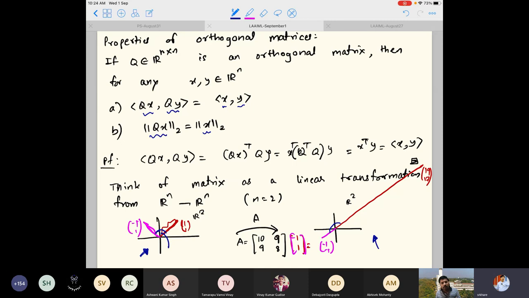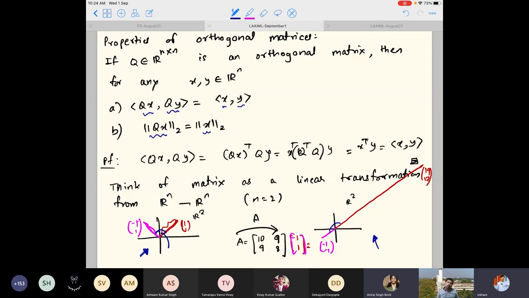Yes, sir. Are rotation matrices a subset of orthogonal matrices? Sorry, Aviraj, can you say it again? Are all rotation matrices the whole set of orthogonal matrices, or are they a subset of orthogonal?